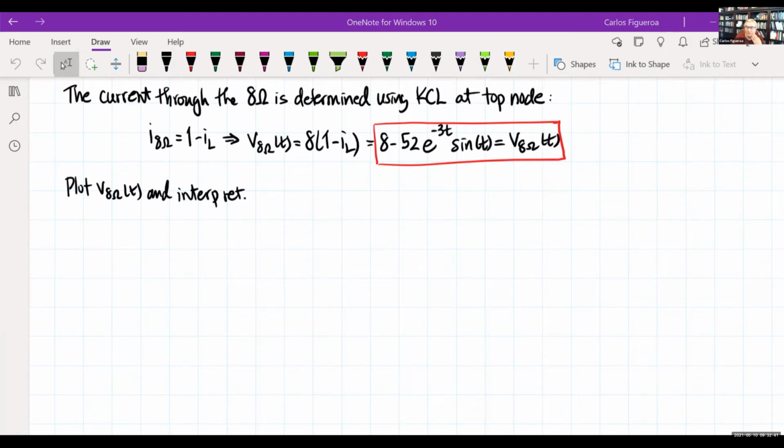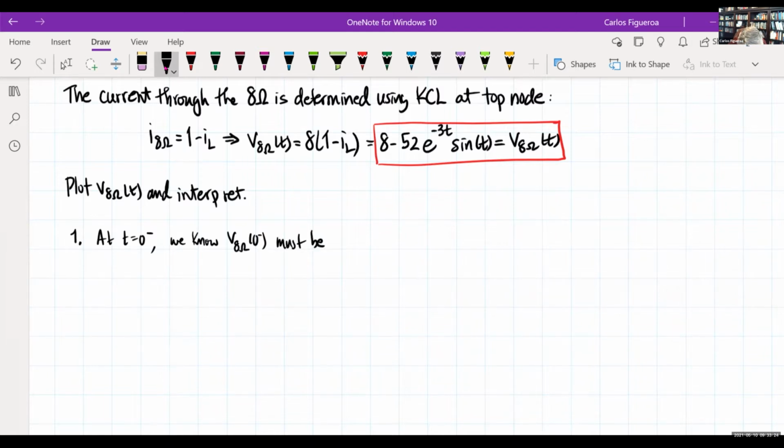So let's look. What do we know about the 8 ohm resistor? What I want to do here is look at this guy and know the behavior of the 8 ohm resistor. So what do I know? The first thing that we want to do here is that we know that at t equal to 0, V8 of the 8 ohms at 0 minus must be like this here.